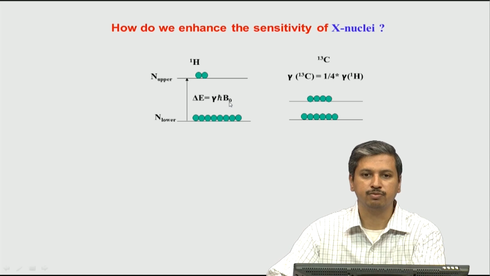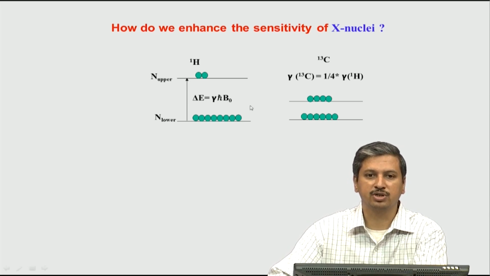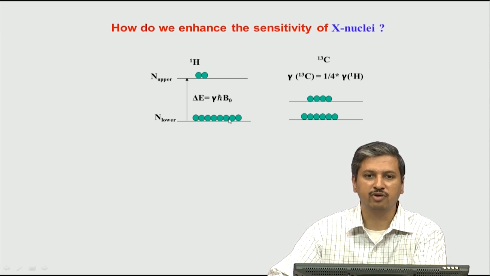Please keep in mind this is just a notation and a schematic. In reality, it is not that there is a difference of 8 atoms, but the proportionality is the same. Whatever the difference is in protons, carbon will be 4 times less. So, what is the importance of this polarization, this difference?